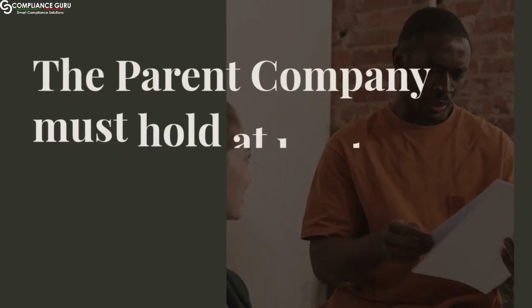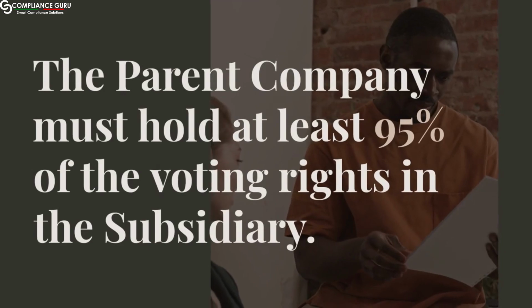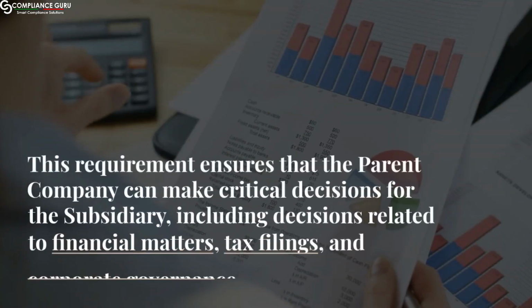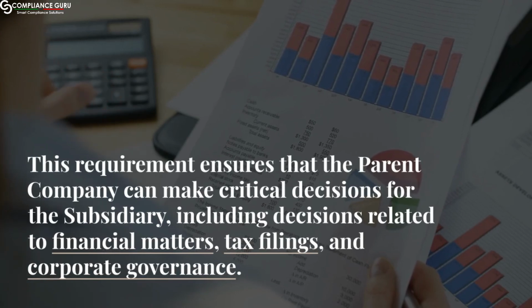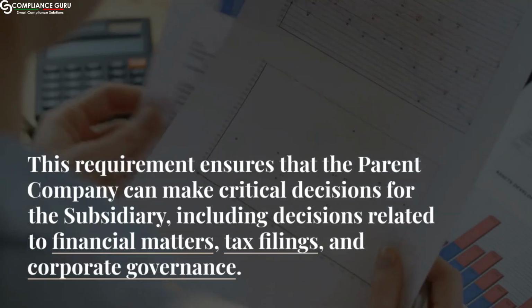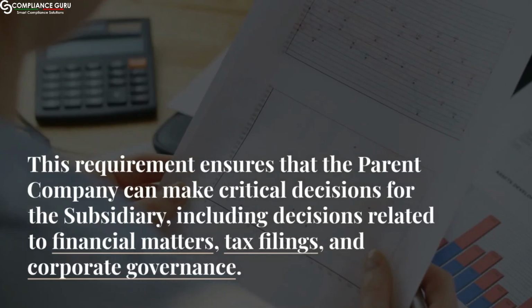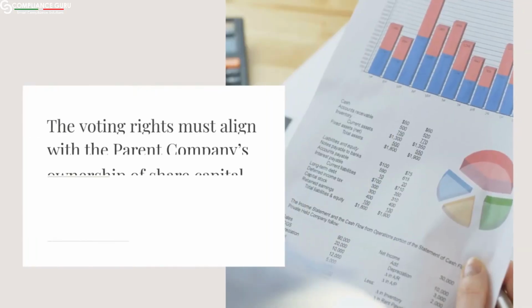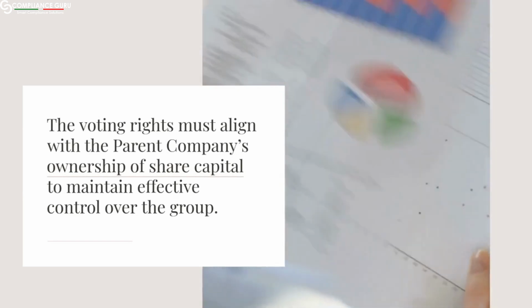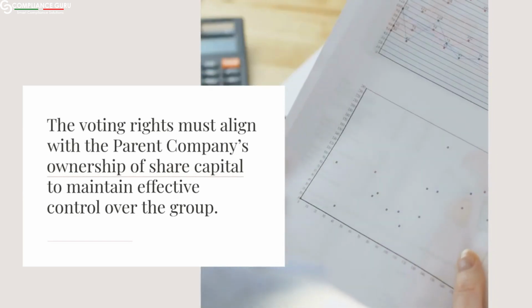2. Control of voting rights. The parent company must hold at least 95% of the voting rights in the subsidiary. This requirement ensures that the parent company can make critical decisions for the subsidiary, including decisions related to financial matters, tax filings, and corporate governance. The voting rights must align with the parent company's ownership of share capital to maintain effective control over the group.